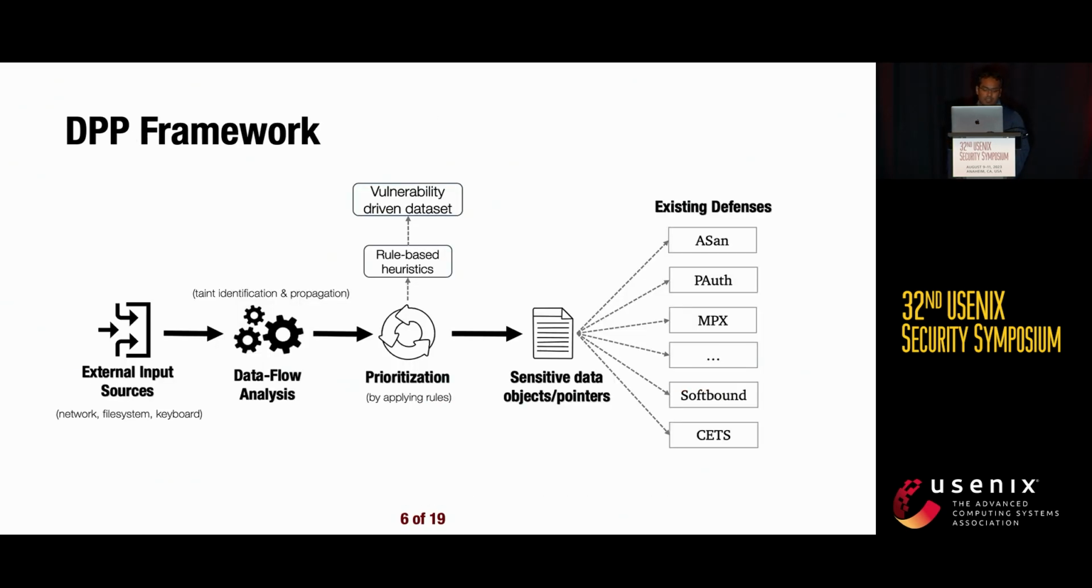So this is the framework of the DPP. The idea here is that all attacks need some entry points, which are basically the external input sources. So we identify all the data from these external input sources, taint them, and propagate those taints throughout a program using data flow analysis. After that, we perform our prioritization on top of those tainted data flow graphs, which gives us a list of sensitive data objects or pointers. We can then feed this list to existing defenses for protection. And in this work, we used a rule-based heuristic to guide the prioritization.